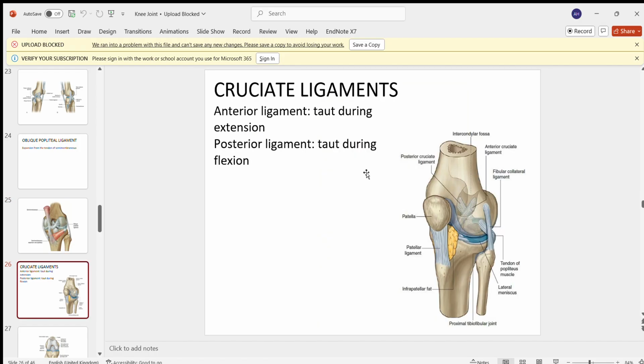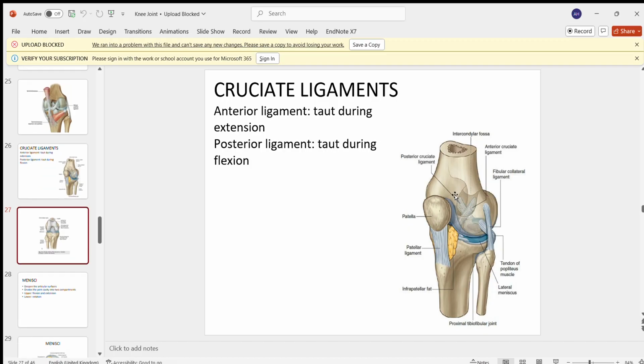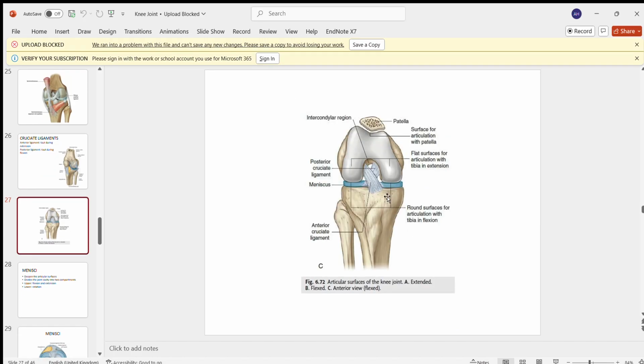Then are the cruciate ligaments. The anterior cruciate ligament becomes taut during extension, and the posterior cruciate ligament becomes taut during flexion. Now, attachment of the cruciates is such that the anterior cruciate ligament is attached to the anterior part of superior surface of the intercondylar area of tibia.